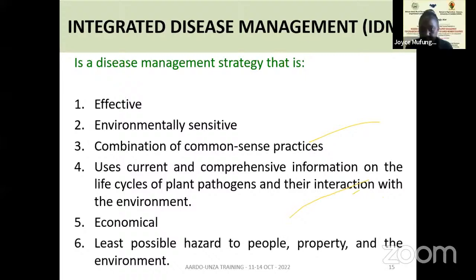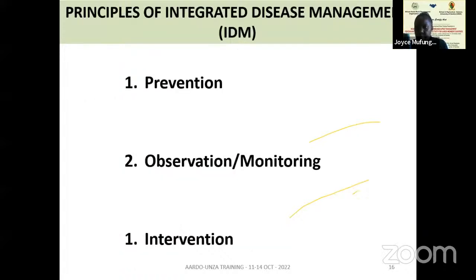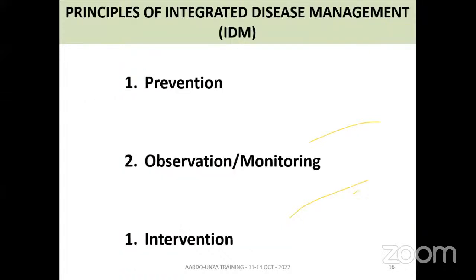Okay. All right. So now, integrated disease management has some principles. And three of them: prevention, observation, intervention. Sorry for that labeling of one at the bottom. It's supposed to be 1, 2, 3.